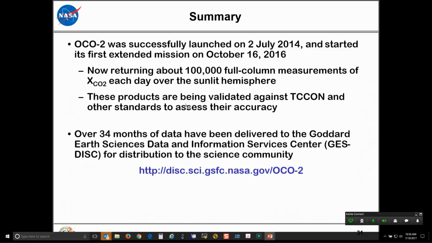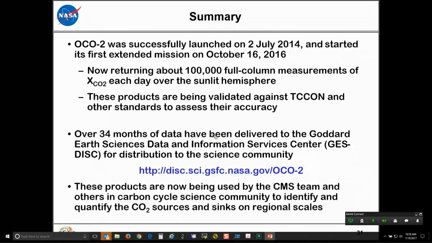Over 34 months of data have been delivered to the Goddard Earth Science Data and Information Services Center. You can pick the data up there. It's easy to come by. You just need a computer with a large disk. We're delivering many gigabytes every day.